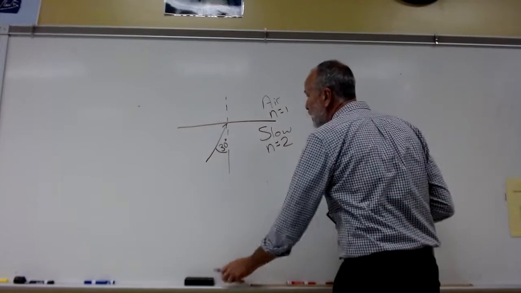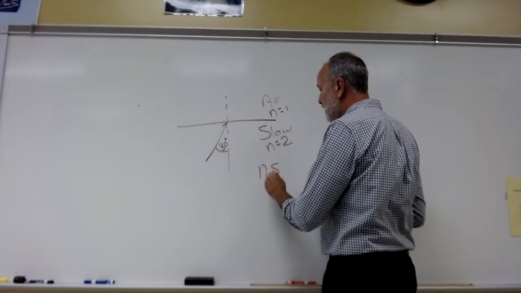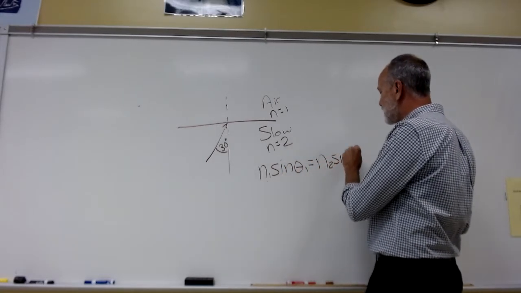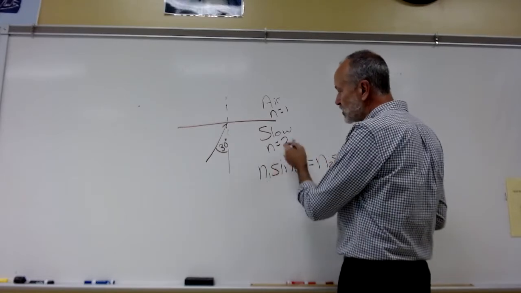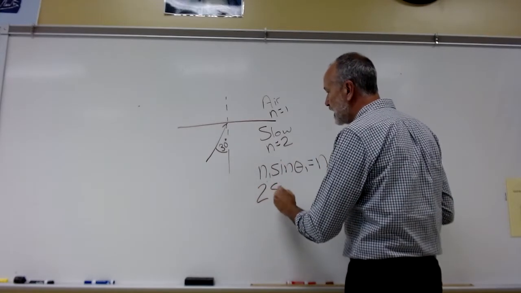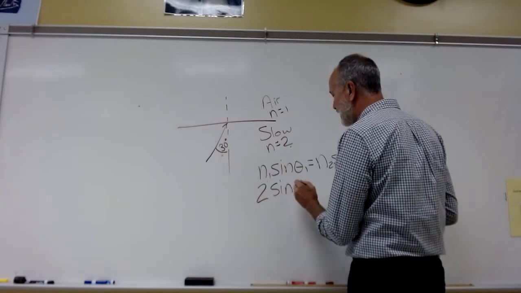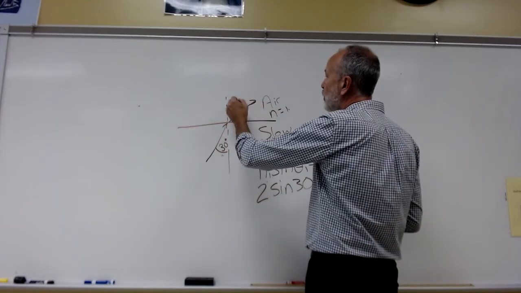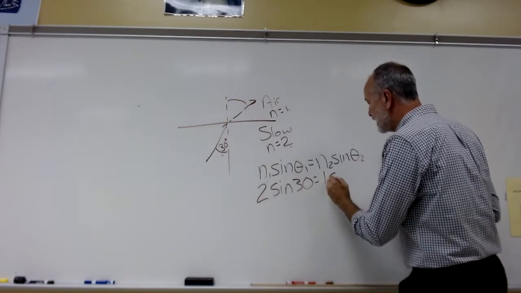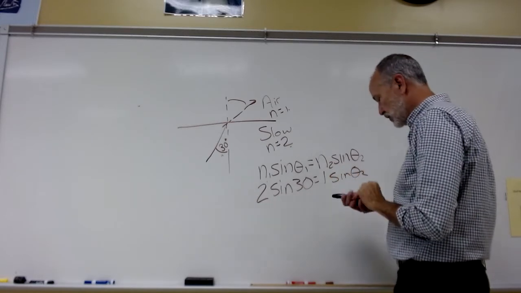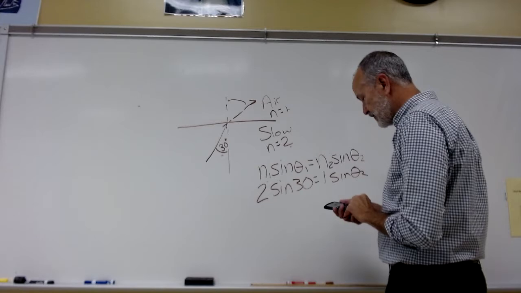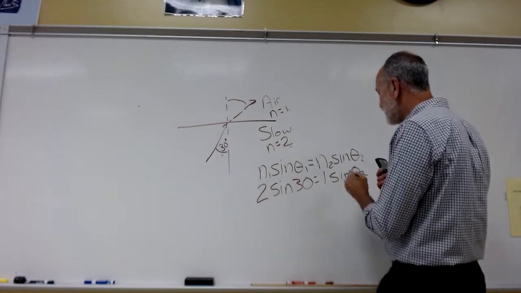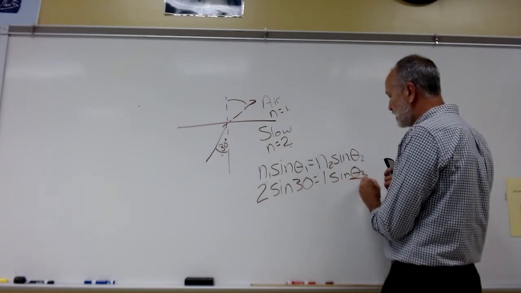And so I do my equation, n1 sine theta 1 equals n2 sine theta 2. I can pick any material to be the first one, but what I'm going to do is I'm going to do the slow one. Okay, so 2 sine of 30 equals 1 sine of, and we know it's going to move away from the normal, 1 sine of theta 2. So when we do that, 2 times sine of 30 divided by 1 is 1. Sine of theta 2 is 1.